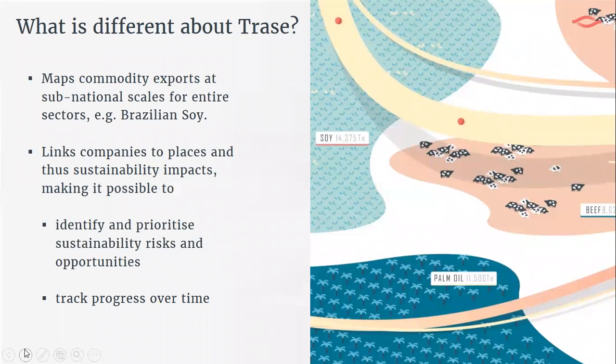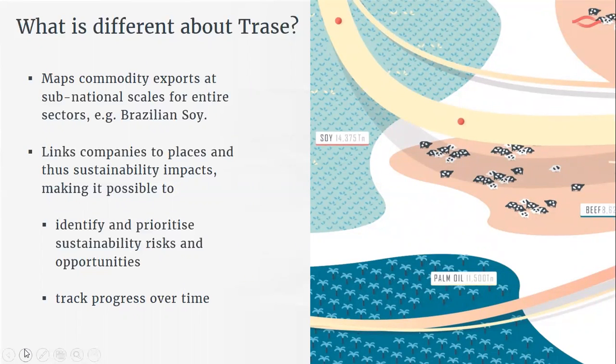So Trase covers entire sectors. It covers, for example, all Brazilian soy exports. As I've said, it links companies to places and therefore to environmental and social impacts in these places, such as deforestation or slave labor. It therefore enables the prioritization of risks and the identification of hotspots in supply chains. For example, it would enable a buying company to prioritize farm level traceability in a high risk sourcing region. It's annual data, and therefore you can also understand changes over time.